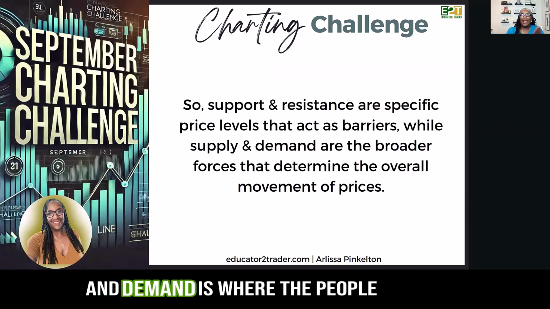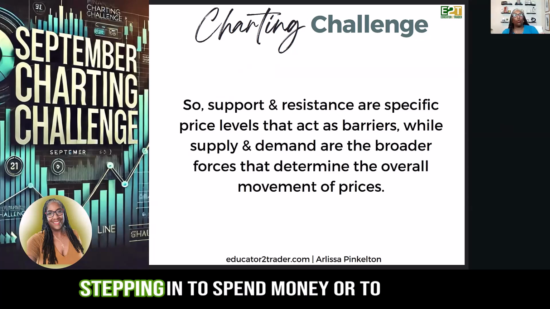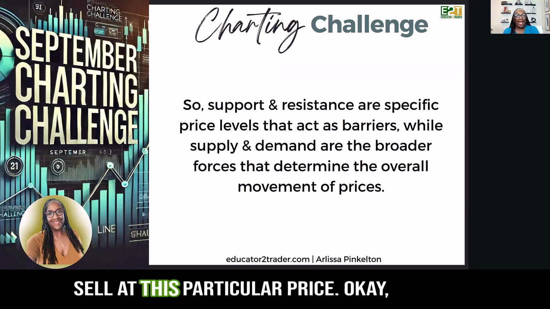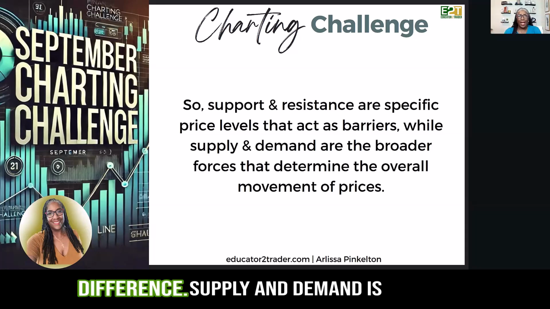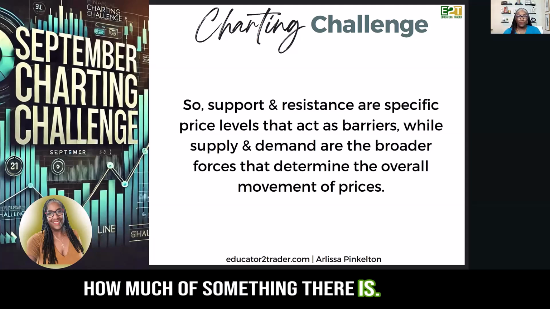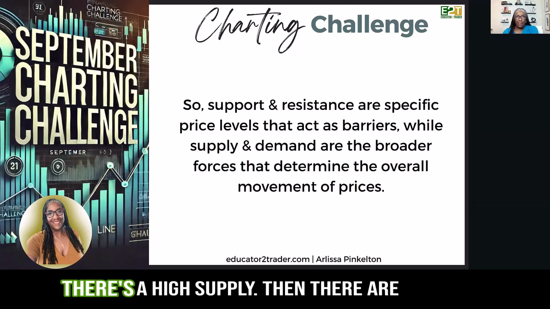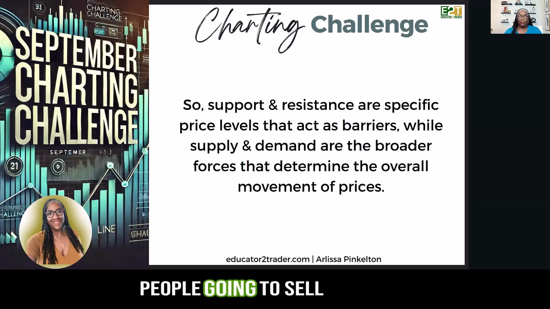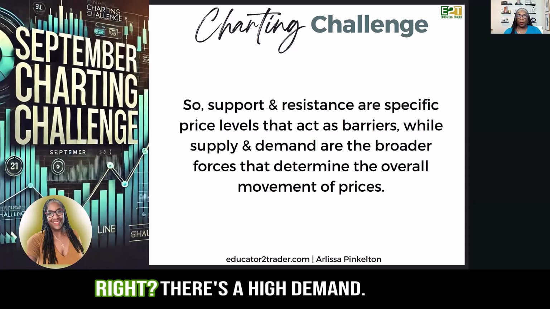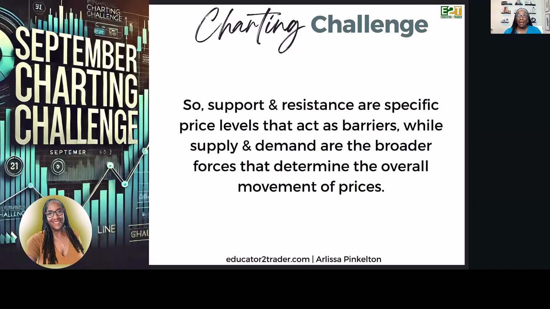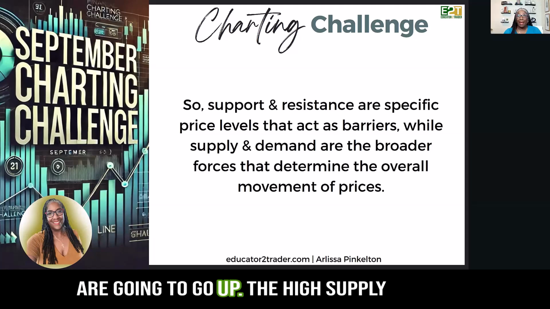Support is where people step in to spend money or to sell at this particular price. So I want you all to see the difference. Supply and demand is how much of something there is. If there's a high supply, then there are people going to sell, right? If there's a high demand, prices are going to go up.